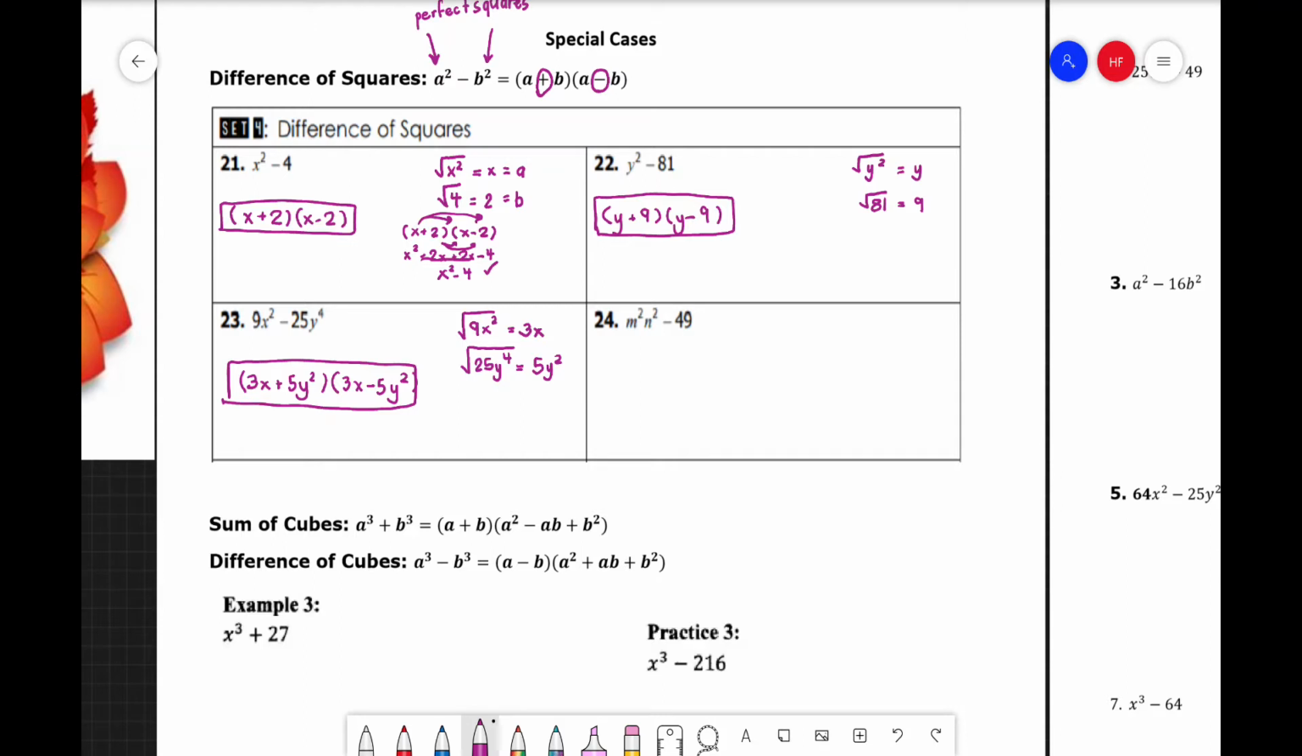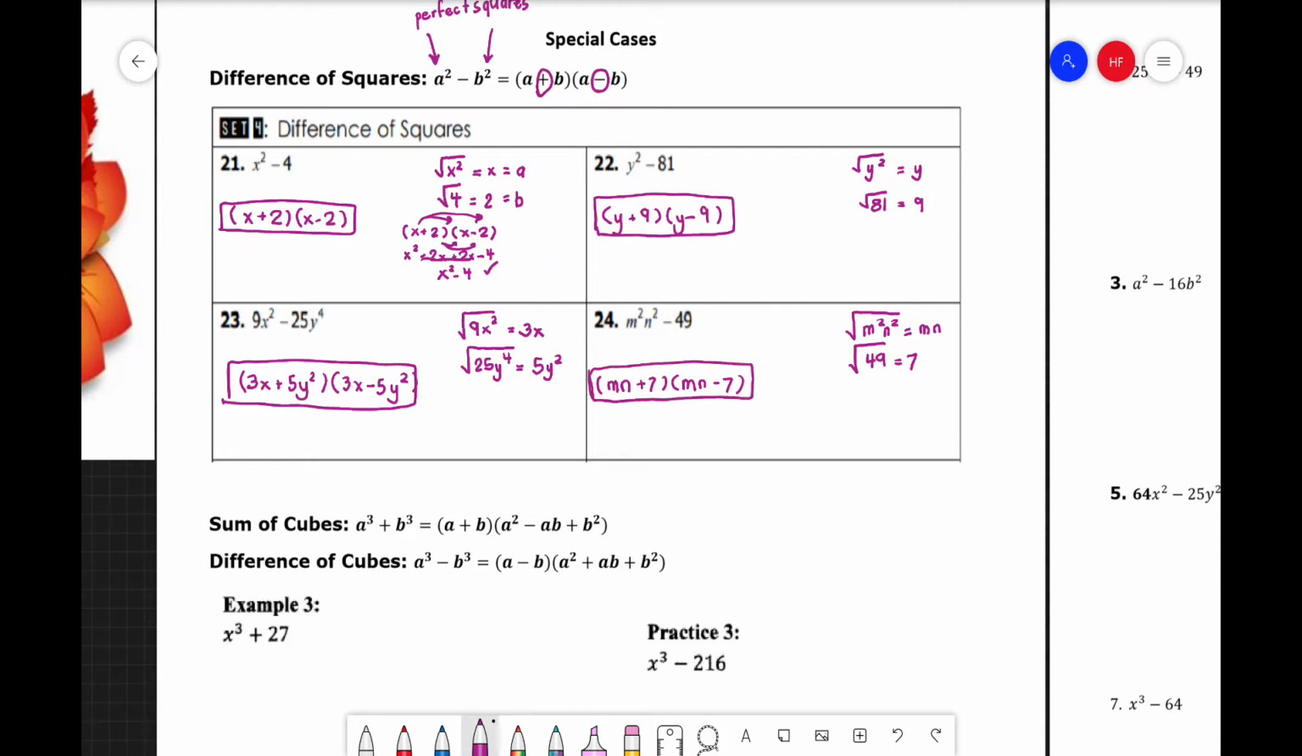Then on number 24, m squared n squared minus 49. The square root of the first term, m squared n squared, is going to be m times n. The square root of 49 is 7. So we have mn plus 7, mn minus 7.